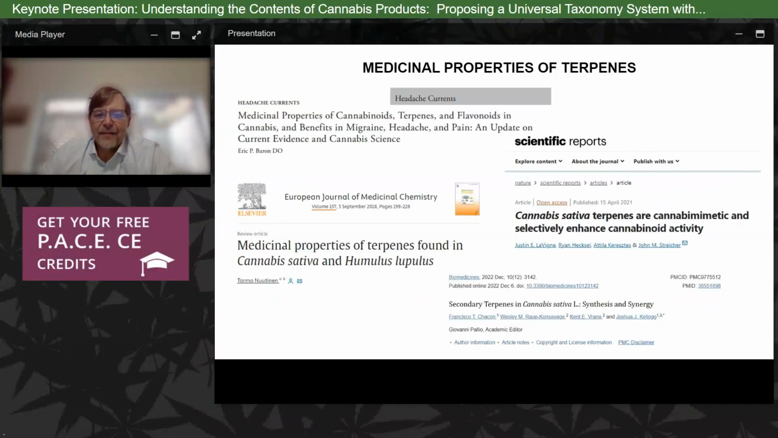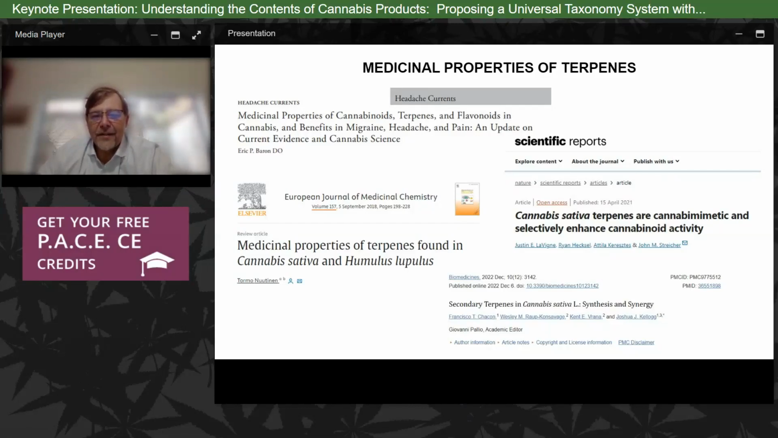And here's another slide with some interesting, quite recent articles discussing the synthesis and synergy of these terpenes in Cannabis sativa. Some of these terpenes in cannabis plants are cannabimimetic. That means that they will mimic the activity of cannabinoids, and in some instances will selectively enhance cannabinoid activity. There are also recent studies that show that THC can evoke anxiety, and some of the terpenes can actually counteract this anxiogenic activity. So there are different interactions between terpenes and cannabinoids where in some instances they can enhance cannabinoid activity, and in other instances they can dampen cannabinoid activity in the brain.